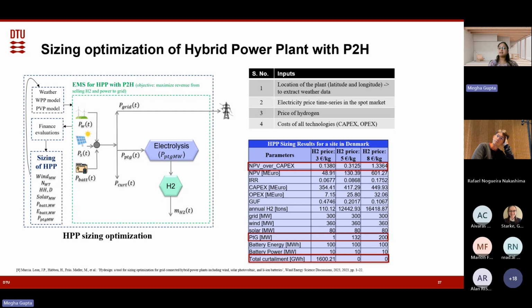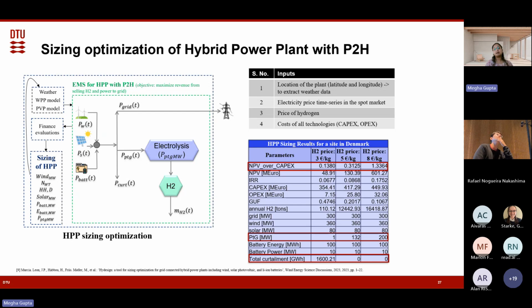That's why we are maximizing NPV over capex, because with every technology and investment, the capital investment also comes up. So it's not only about just earning the revenues, but we are also investing. We are also having the investment cost. So it's good that we are considering that as well.